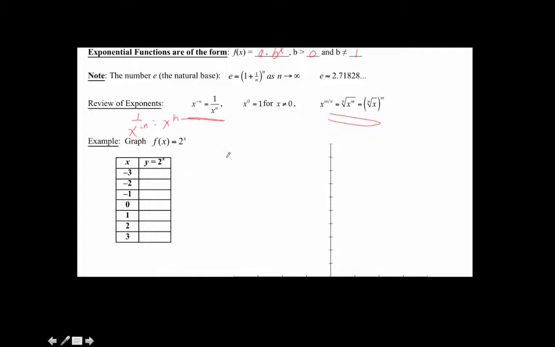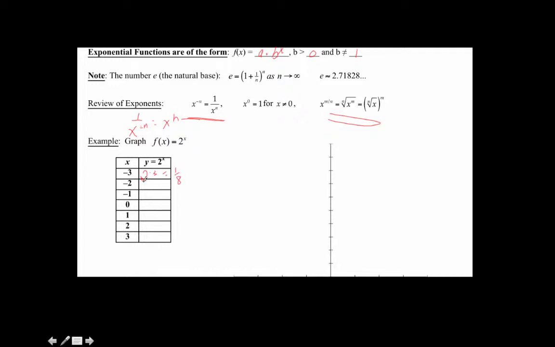Okay, so we want to graph this function. This kind of got deleted a little bit. You can see the little hash marks kind of there. So 2 to the negative 3 would be the first thing. So we have x is negative 3 and y is 2 to the x. So 2 to the negative 3. So that's 1/8.